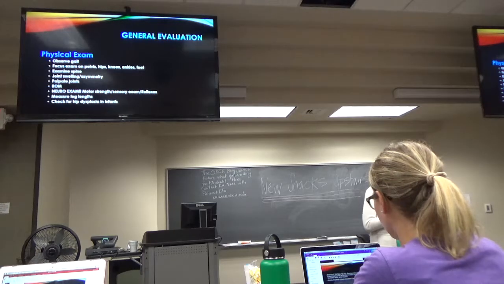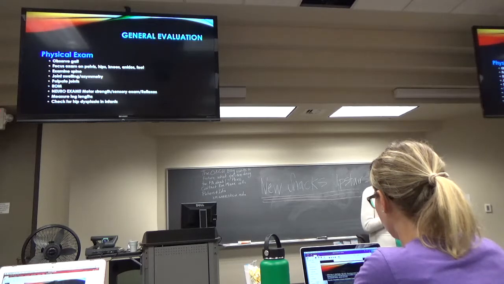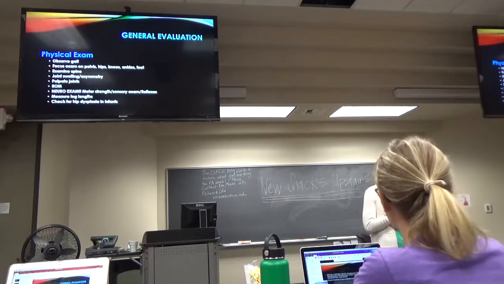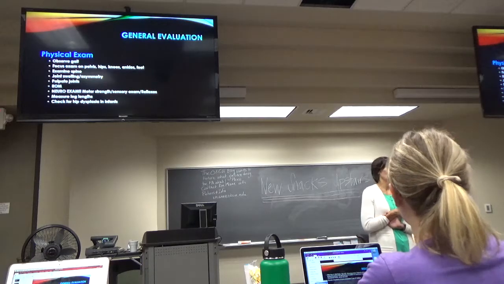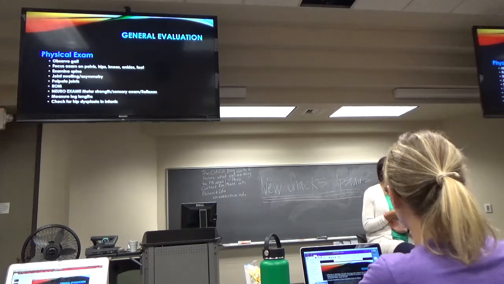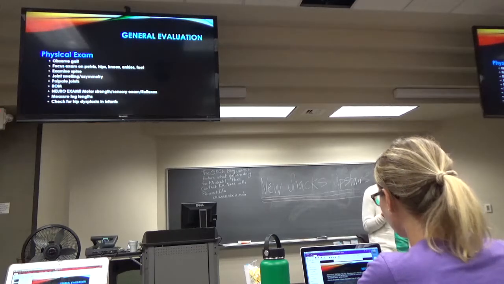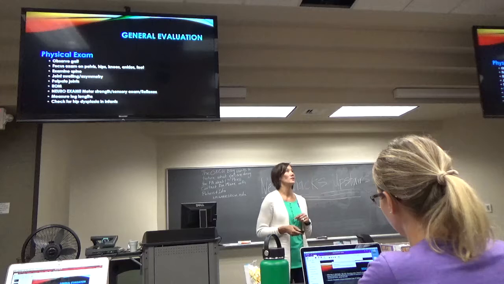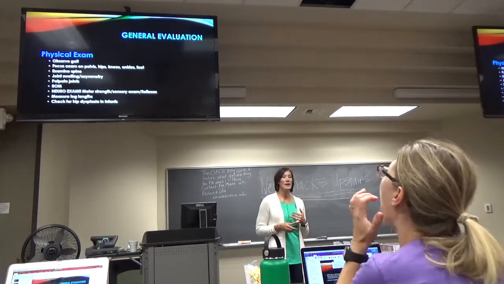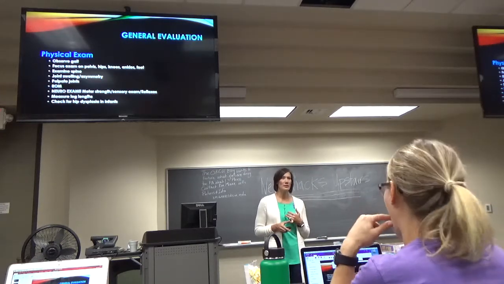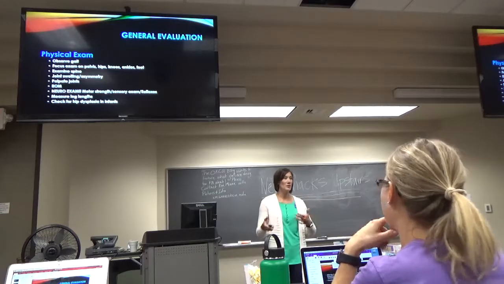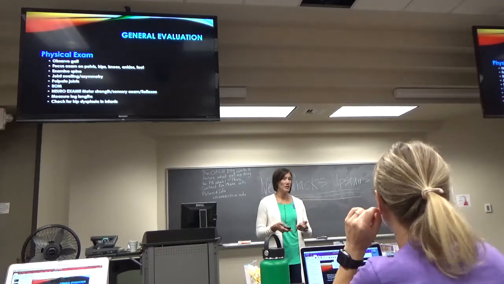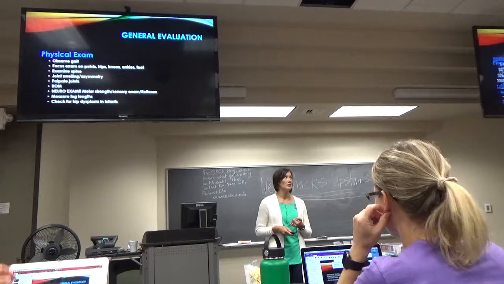Leg lengths. What are the best ways to measure leg lengths in kids? Look at their ankles, have them bend their knees, see if one knee sits higher than the other. We'll look at pictures on that. And you haven't had your well-child exam lecture yet, so we haven't talked about hip dysplasia tests at all, so we'll talk about those today.